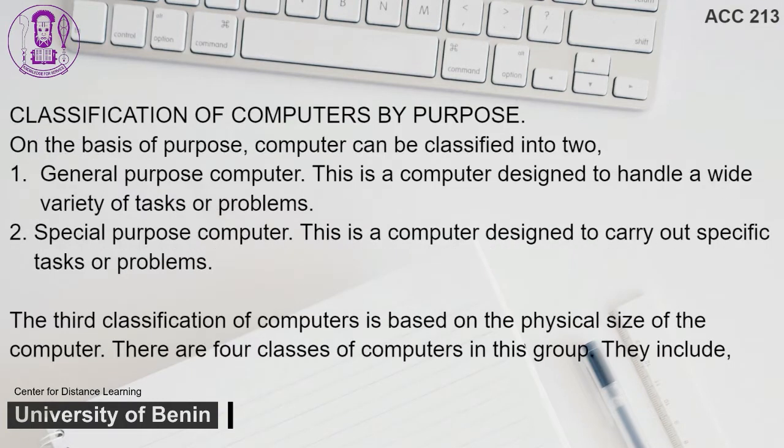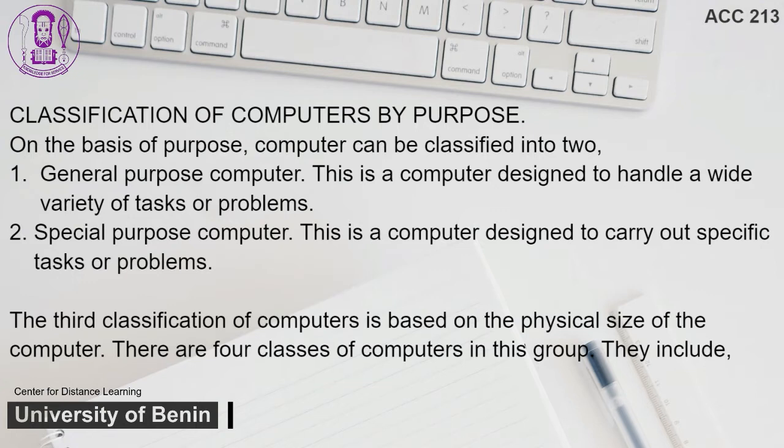Classification of computers by purpose. On the basis of purpose, computers can be classified into two. 1. General purpose computer. This is a computer designed to handle a wide variety of tasks or problems. 2. Special purpose computer. This is a computer designed to carry out specific tasks or problems.